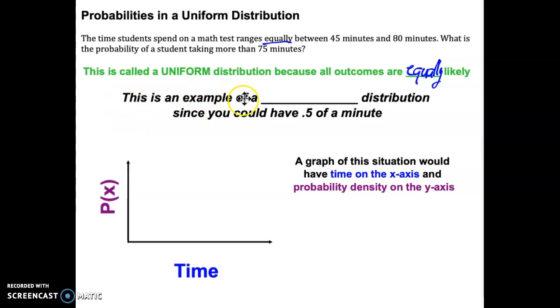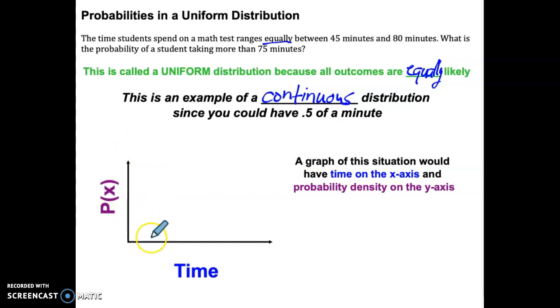And we know that this is an example of a continuous distribution because when we're talking about when they're going to finish the math test, they don't have to finish at an exact time. They could finish at 45 minutes and 3 seconds, 45 minutes, 0.78 seconds, whatever it might be. It can be all the decimals in between there.